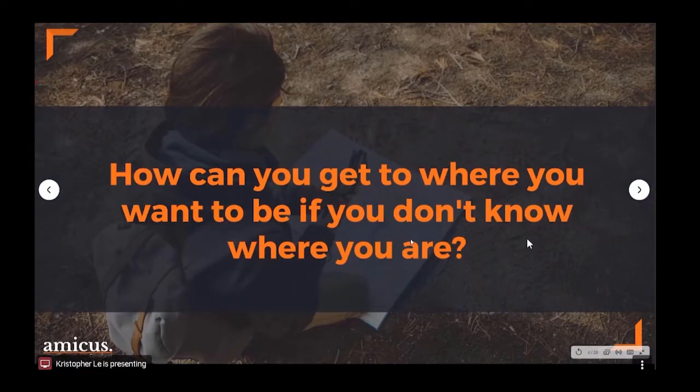All right, so how can you get to where you want to be if you don't know where you are? This is really, really important. A lot of folks will jump into a new business opportunity before they really assess whether or not it's something they can handle, something that they even have the expertise to jump into, and whether or not it even makes sense to do it. Not every opportunity is really a great opportunity.